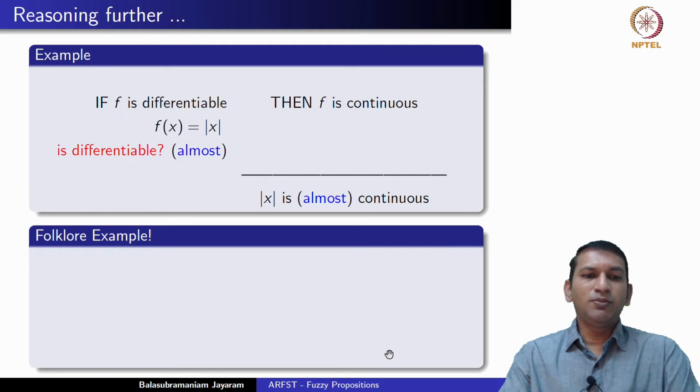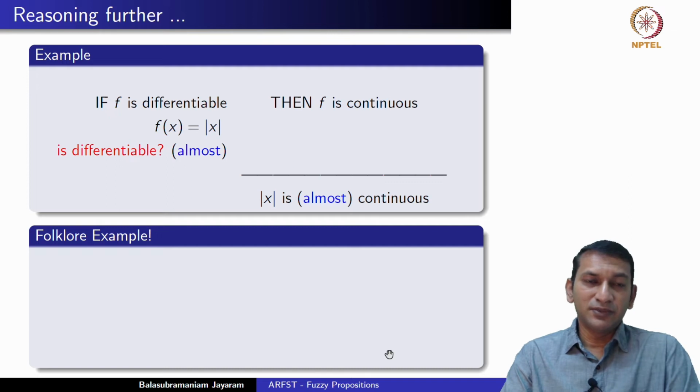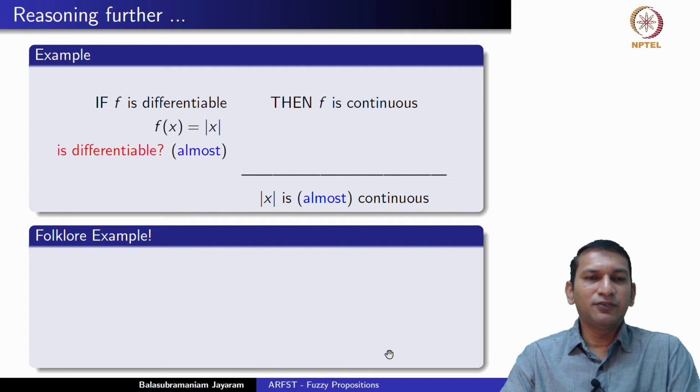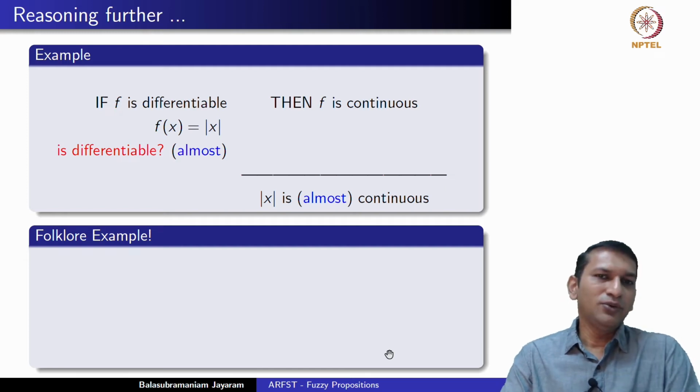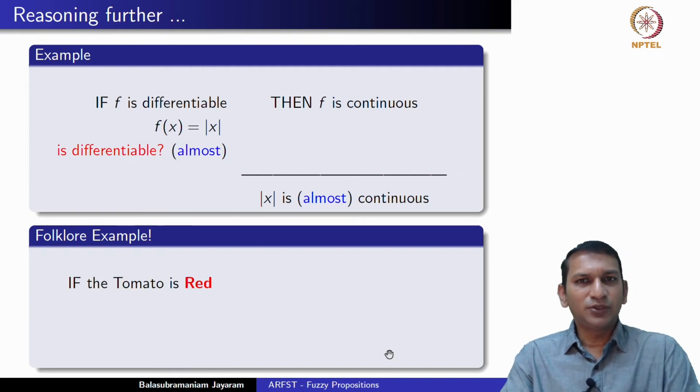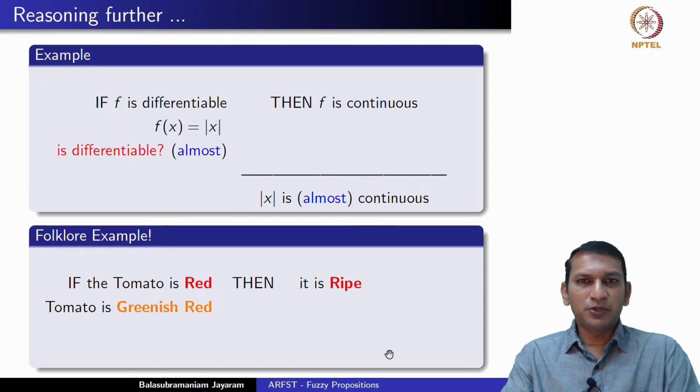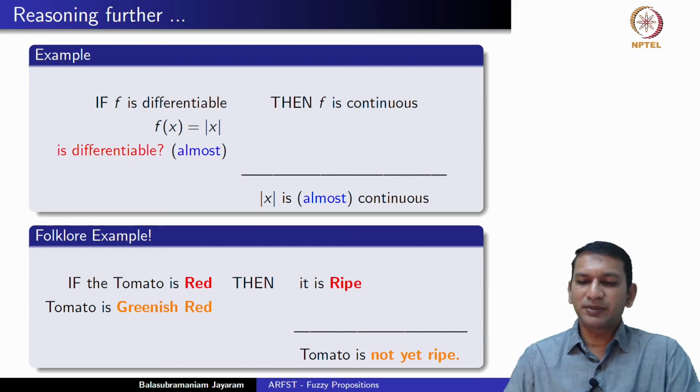Now, let's go back to the folklore example that we have discussed in one of the earlier lectures, just so that we will fit this in the form of fuzzy if-then rules. Now, with the knowledge of fuzzy set theory, perhaps this rule will make more sense to you. We have this rule: if the tomato is red, then it is ripe. Now, we pick up a tomato and it is greenish red, and we nonchalantly make the inference that tomato is not yet ripe.